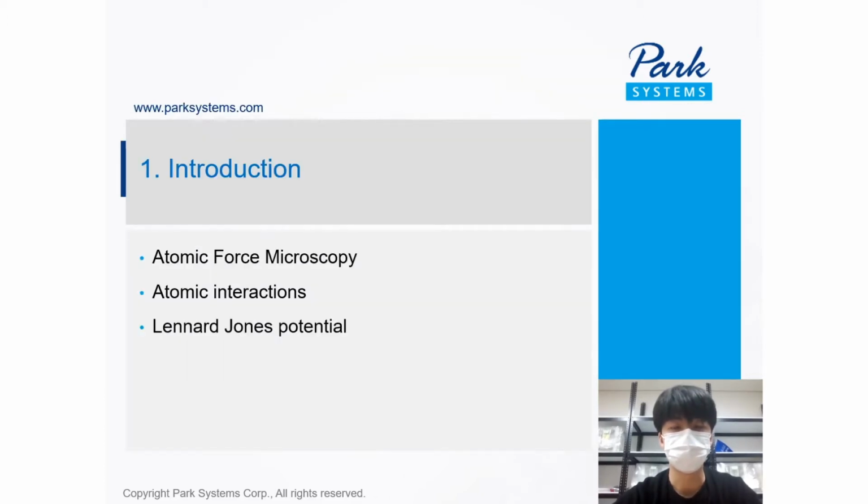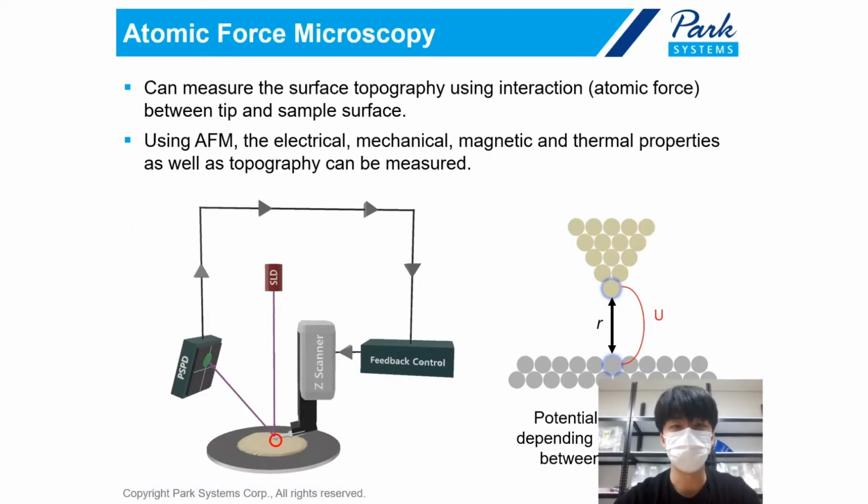So first, introduction. Let's see what we can do with atomic force microscopy and study about atomic forces which we use for AFM measurement. What can we do with atomic force microscopy? Using AFM, we can measure the topography with atomic forces between the tip and the sample. And also, we can get the electrical, mechanical, and thermal properties as well at the same time.